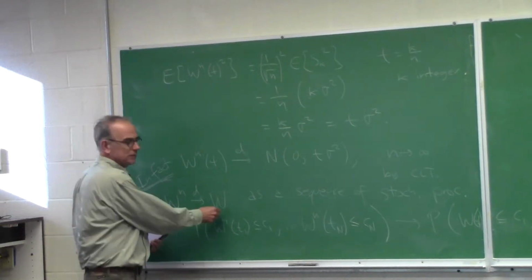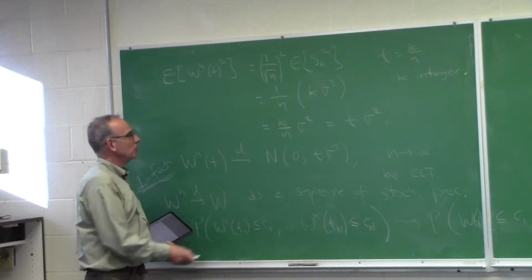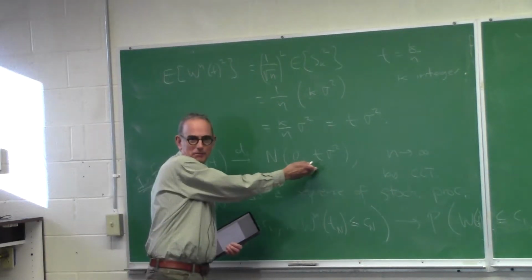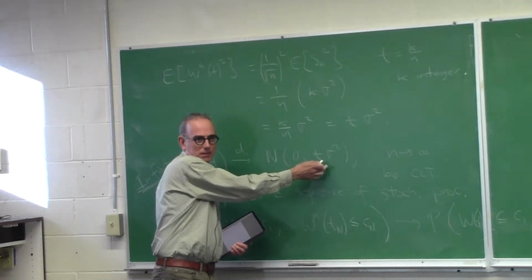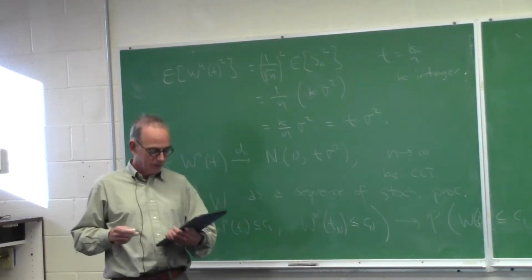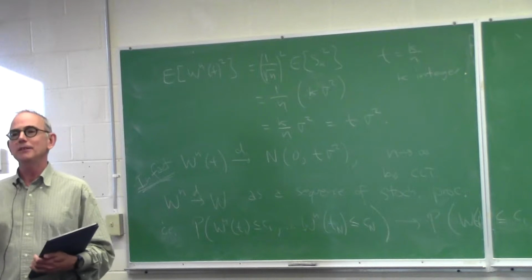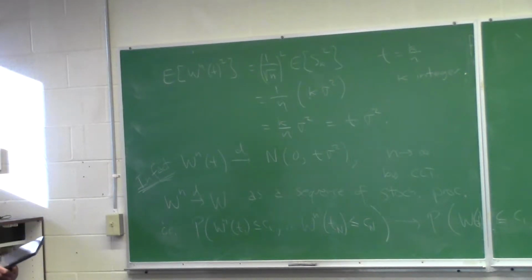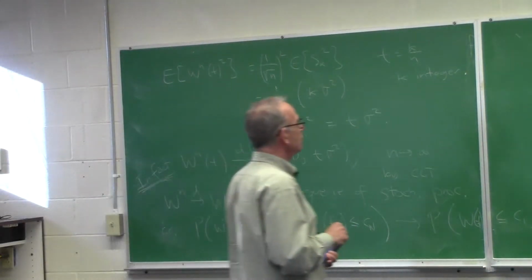And then you have to say, what the hell is W? You know it's got to be Gaussian for each t, with mean 0 and variance t sigma squared. But it has some amazing properties. And then we're going to close, I suppose. W is Brownian motion.